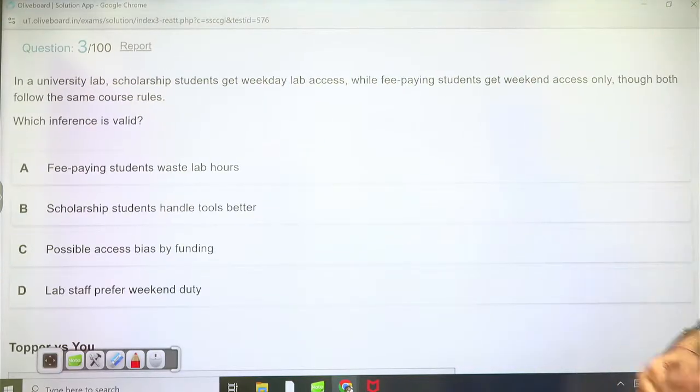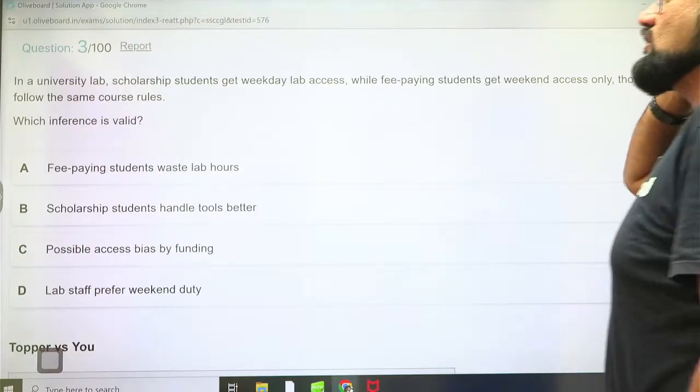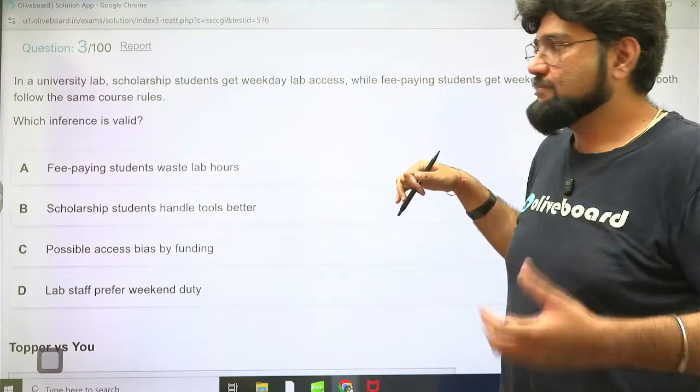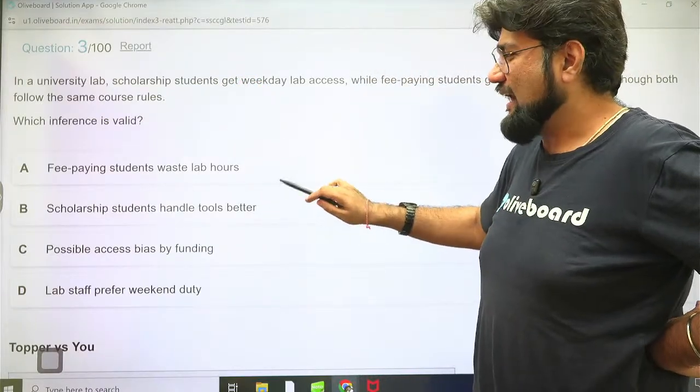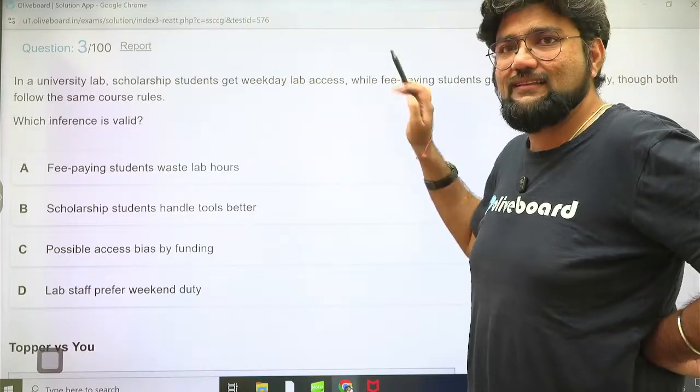Okay, in a university lab, scholarship students get weekday lab access, while fee-paying students get weekend access only. Though both follow the same course rules, which inference is valid? Fee-paying students waste lab hours. I mean, this is something which is being assumed at your end. Okay. Scholarship students handle tools better. No. Possible access bias by funding. So based on funding, there's an access bias.